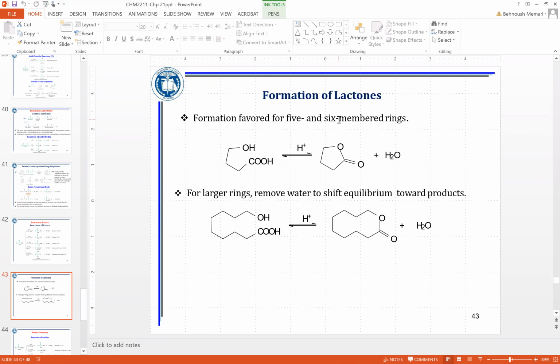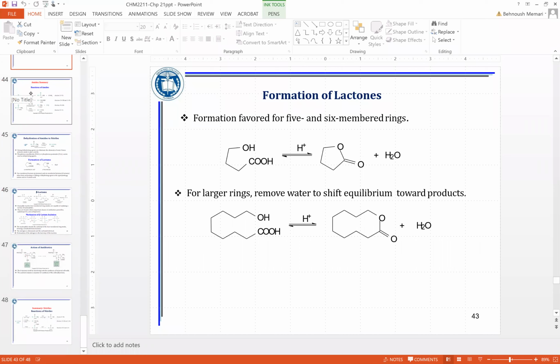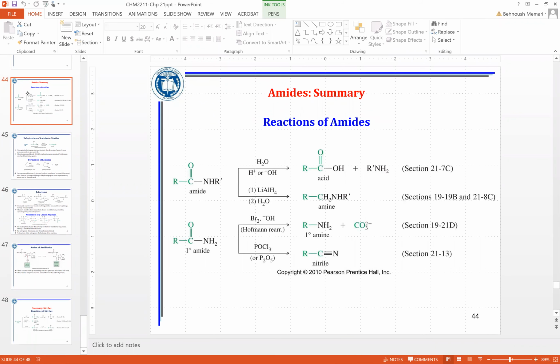Formation of lactones: your molecule must have both carboxylic acid and alcohol on the same carbon chain. If you use a catalyst, like an acid catalyst, it can change to lactone, which is the cyclic ester. If you want to make sure that this reaction shifts to the product side, it is best to remove the water. We learned that in general chemistry based on Le Chatelier's principle.